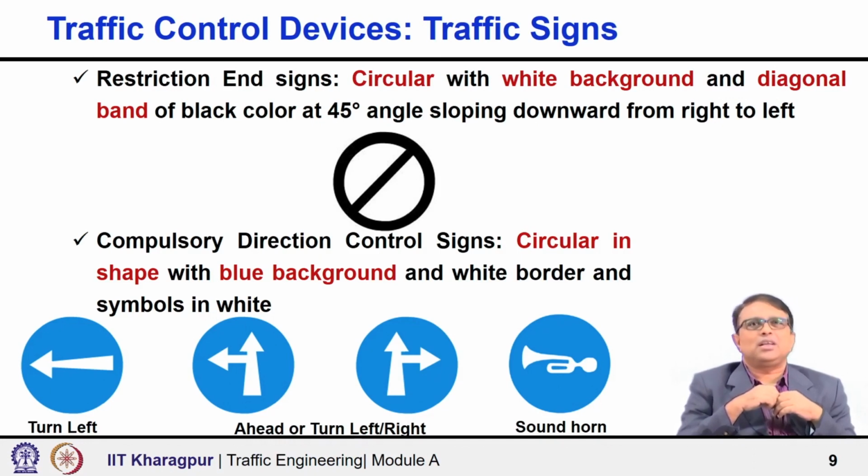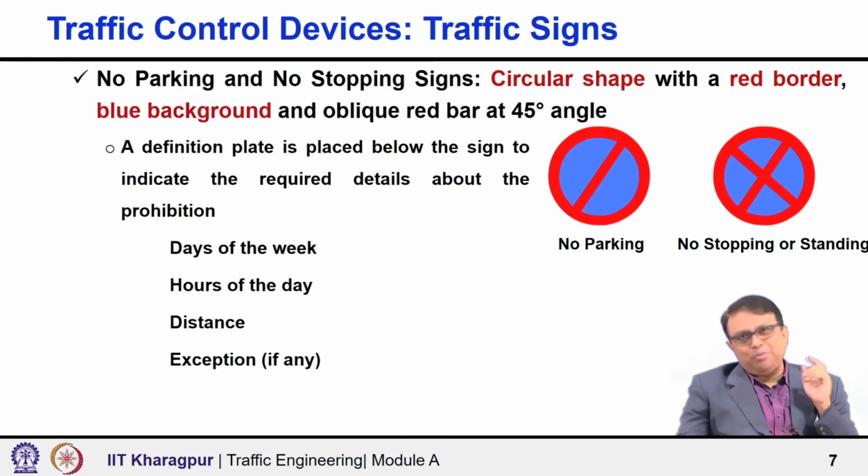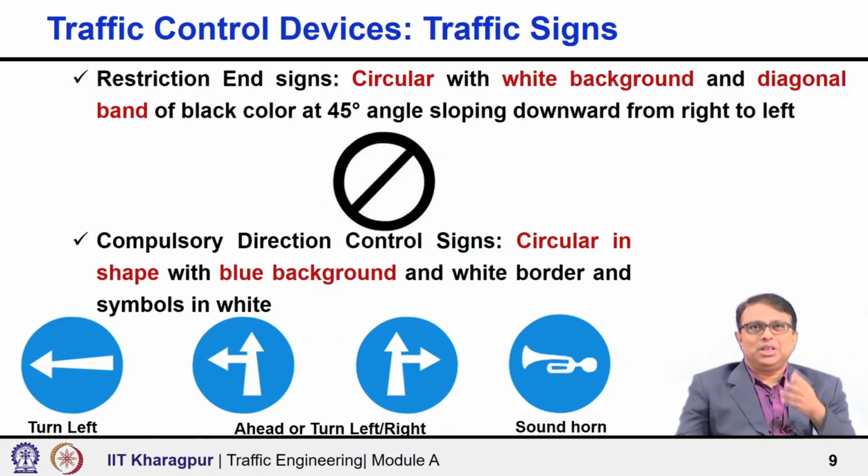Next, compulsory direction control signs. They are again circular in shape, but here the background is different: blue background and white border, and symbols are in white. Compulsory direction control, understand that. Earlier what did I say? Prohibition. Straight not allowed, but it could be the other way, compulsory straight, you cannot go any other way, or compulsory right. So, how do you communicate? You communicate through this compulsory direction control sign.